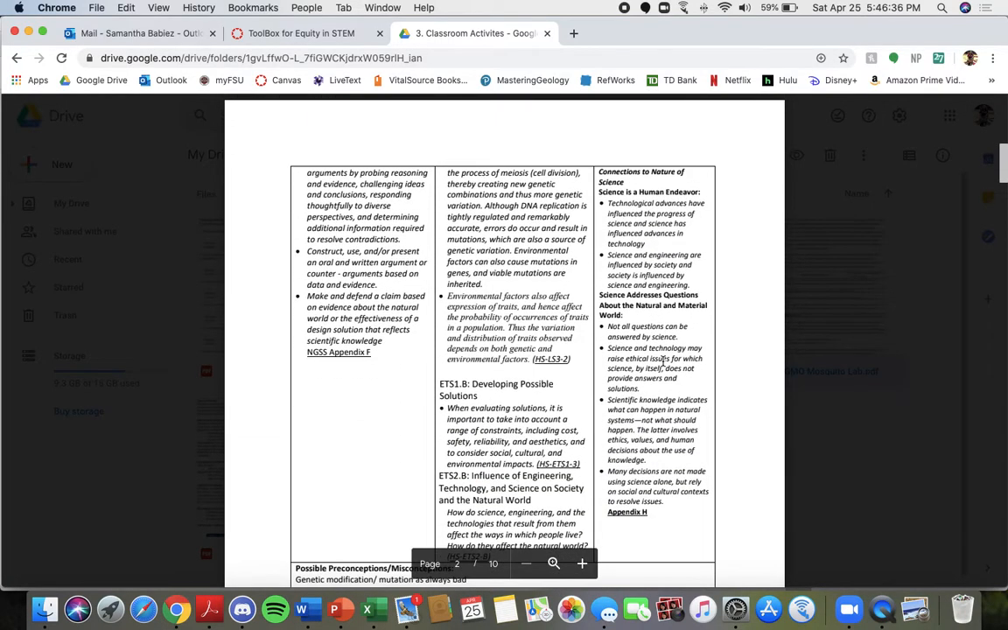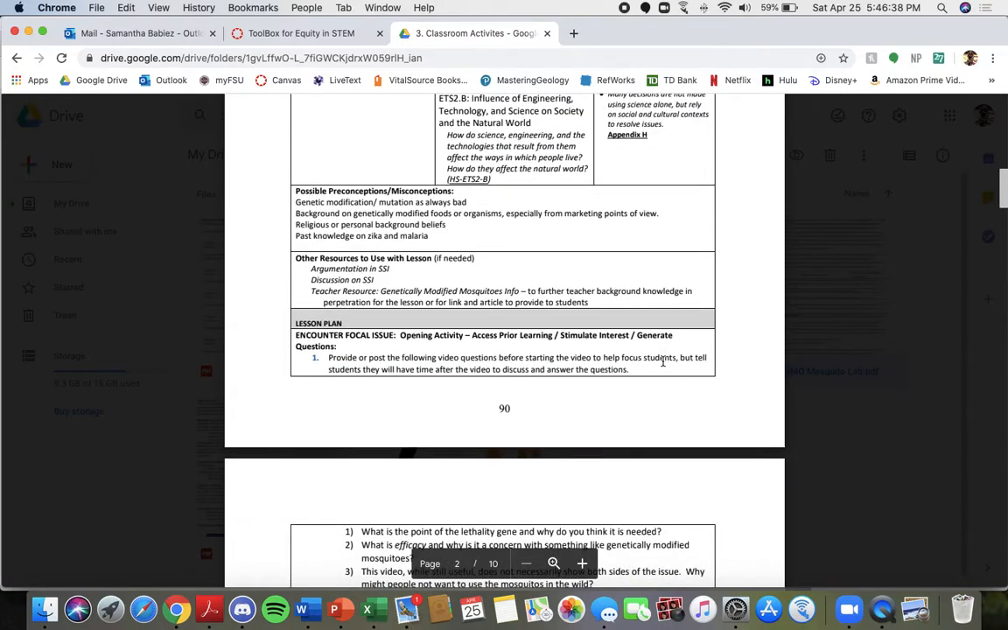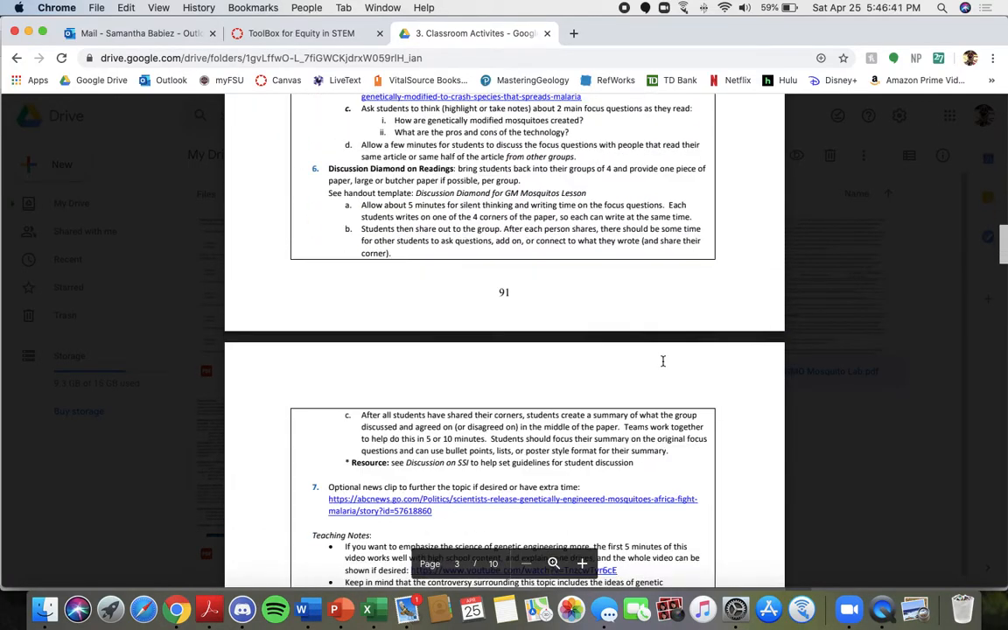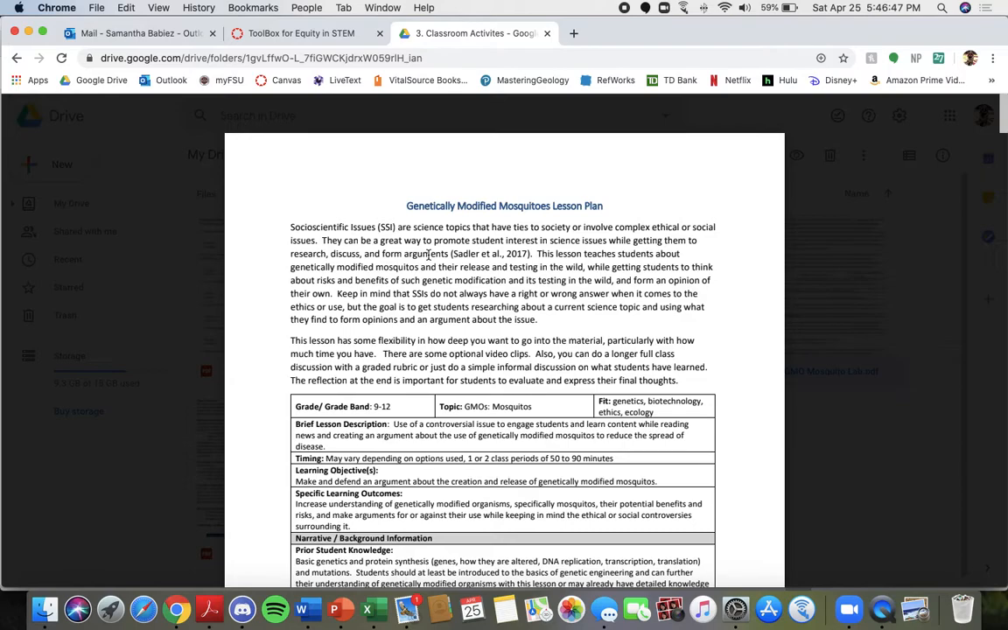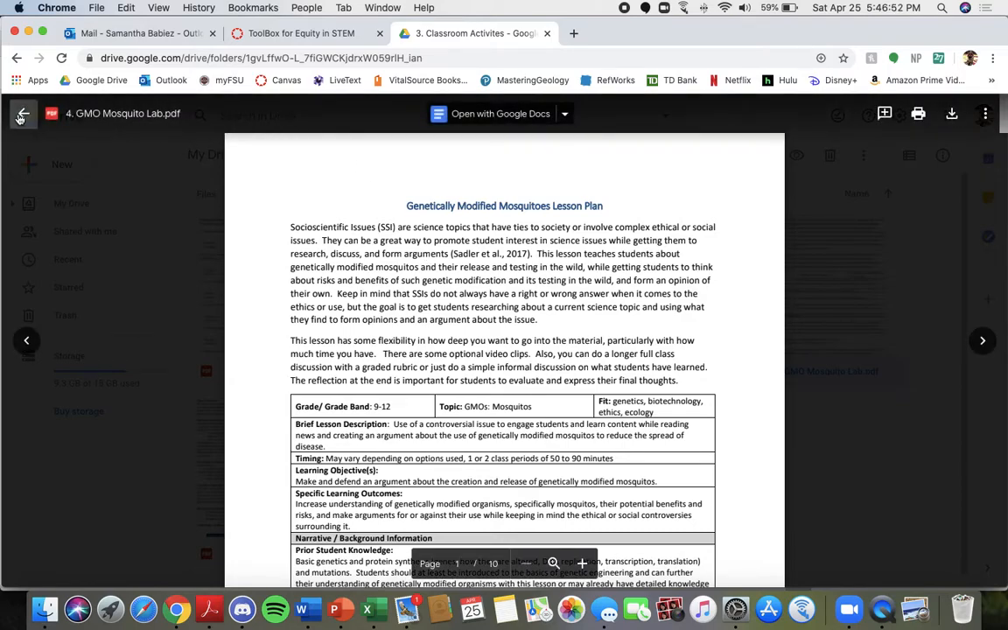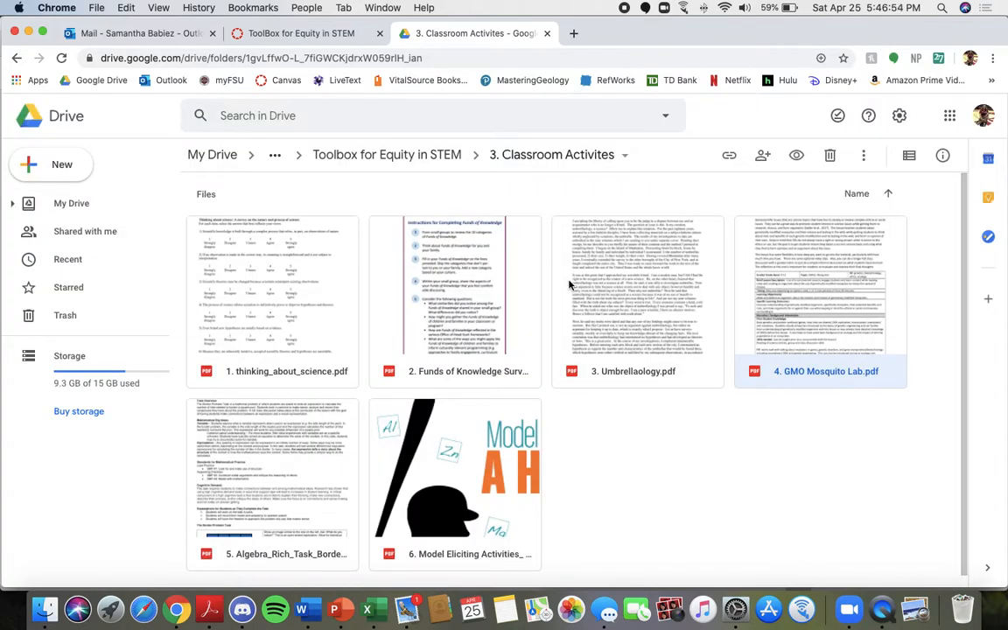It was a challenge, but I still think it was a super, super great activity. So I went ahead and put the lesson plan in here, and it's also a perfect example of a lesson plan that uses SSI, and I just wanted to keep that in here.